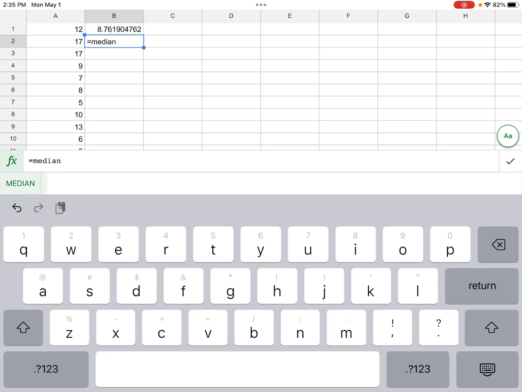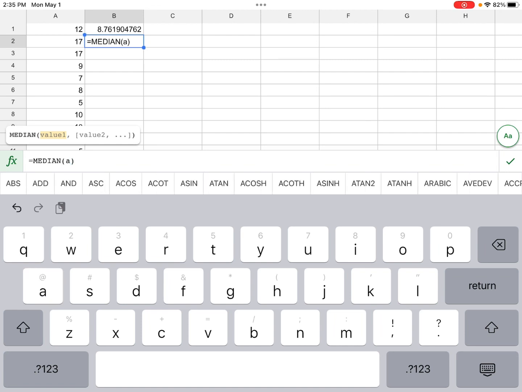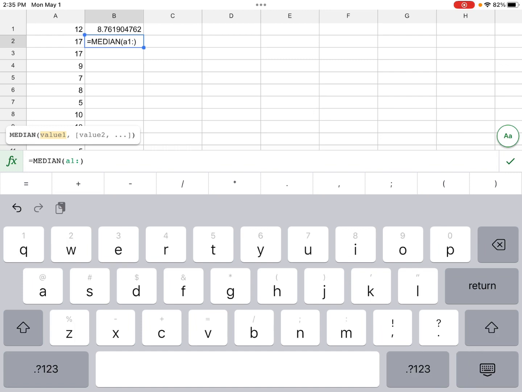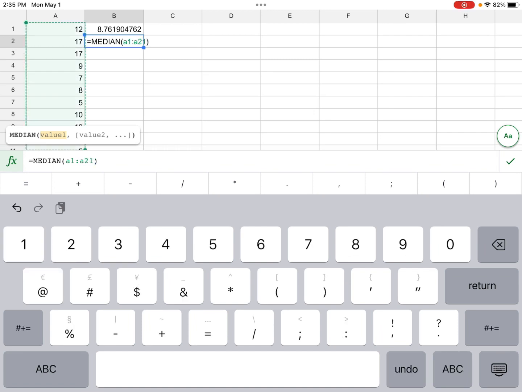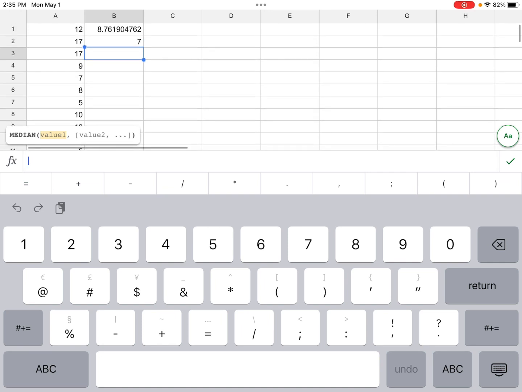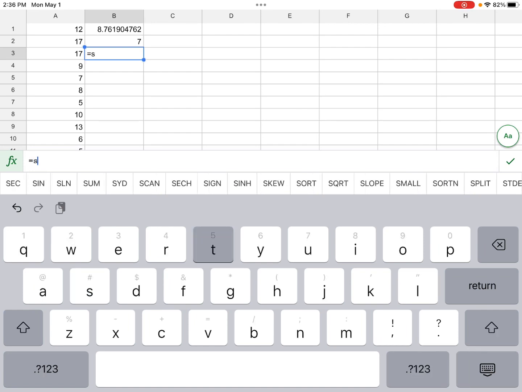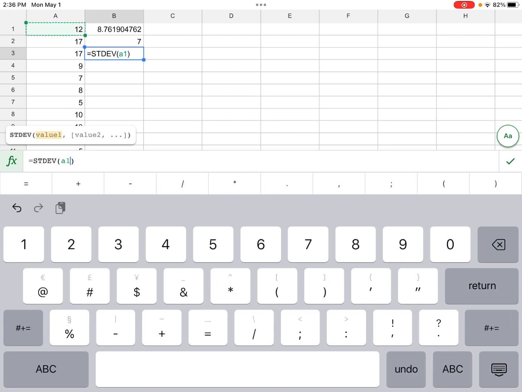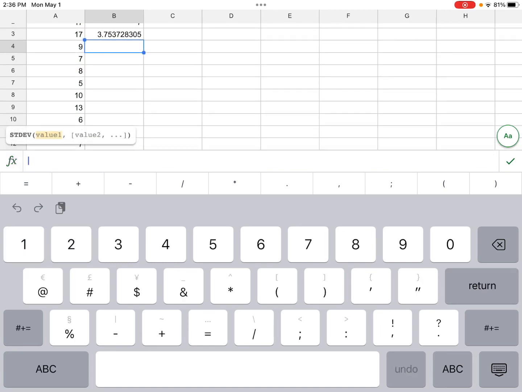Now listen, if I did do this wrong, y'all know how to fix it. I'm going to type in A1 to I believe it was 21. I think I might have typed in one extra number. There we go. There's the median. The standard deviation, remember it's going to be equals. Start typing in standard deviation. It is the first one. Again, we do standard deviation of A1 to A21. It gives me that number.